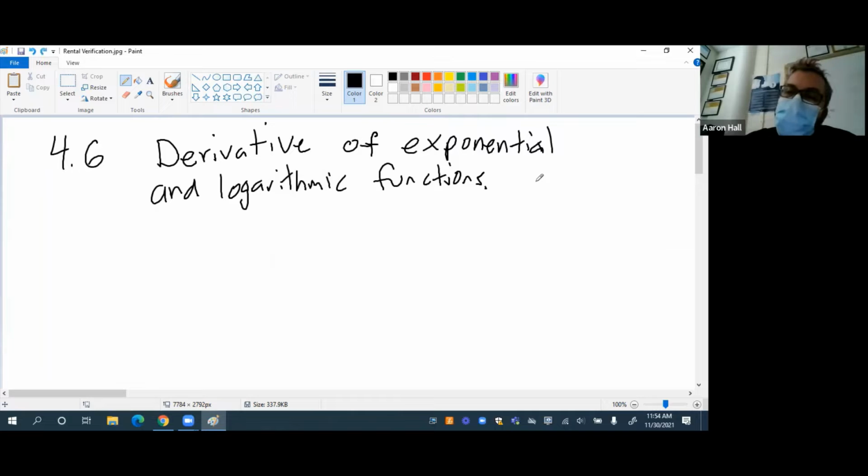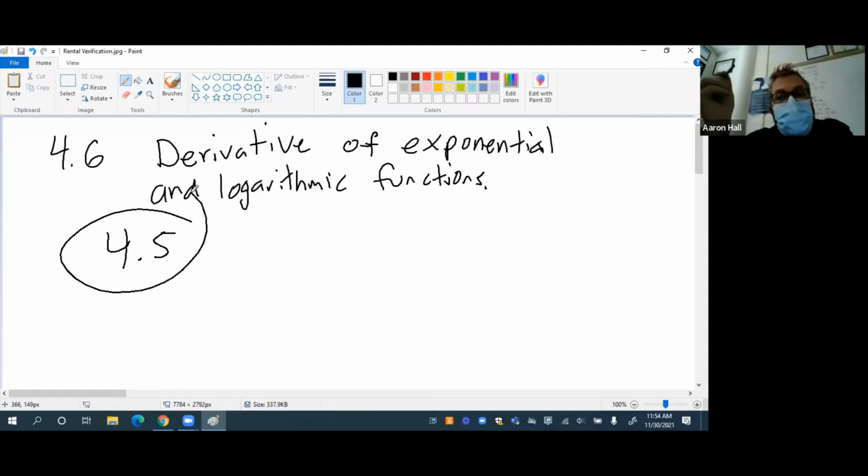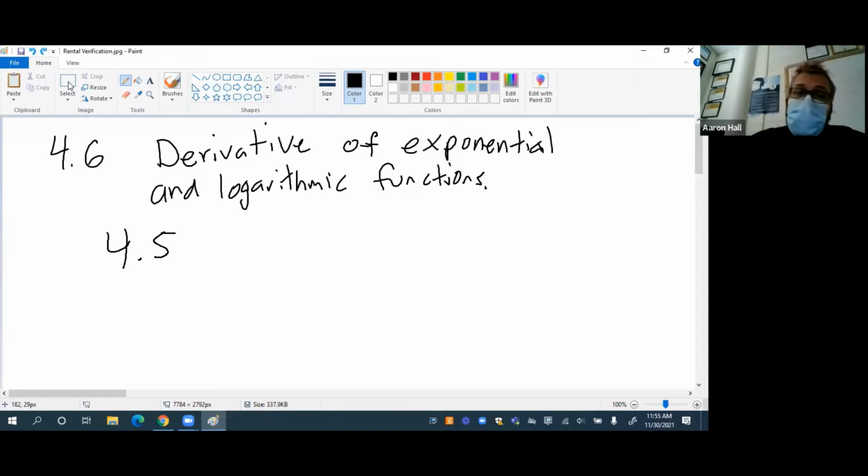Okay, so if you recall for 4.5, 4.5 wasn't about calculus at all. In fact, we just reviewed a bunch of stuff from secondary math 3 regarding exponential functions and logarithmic functions. And so today, the big idea is to talk about how to find the derivative of logarithmic and exponential functions. And then we're going to have to add these to our flashcards as well.